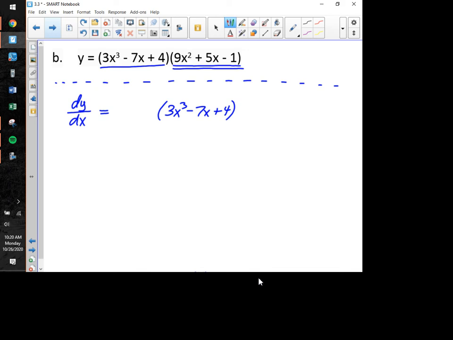That's a binomial. And again, I could put this binomial either in front of the trinomial or after it. I think it looks better to put it out in front. So that's an 18x plus 5. So that's first factor times derivative of the second. Plus, here we go now, the second factor, which is 9x squared plus 5x minus 1, now gets multiplied by the derivative of the first, which looks like it's going to be a 9x squared minus 7. So that right there, everybody, is how the product rule works.